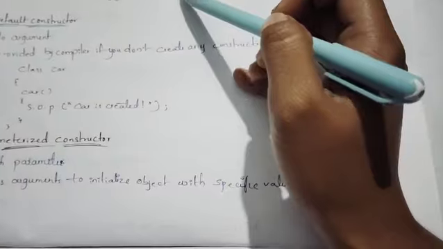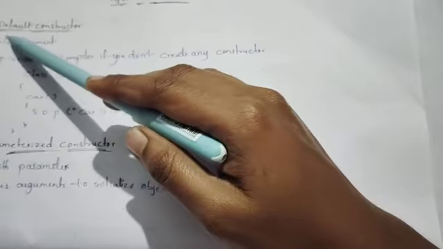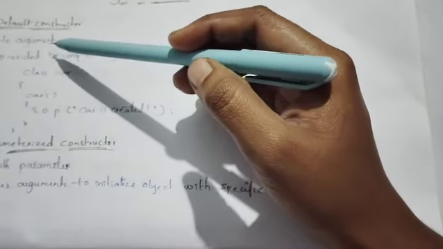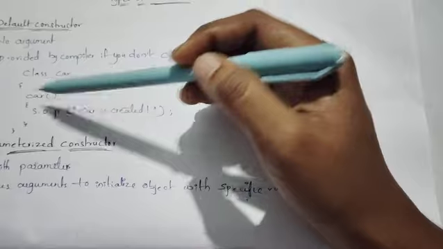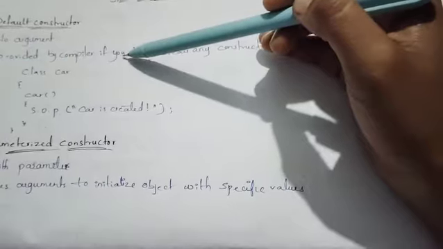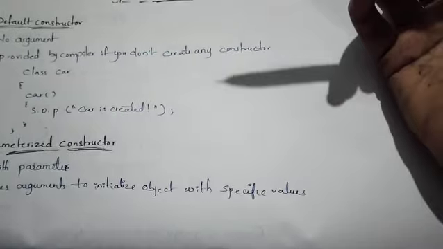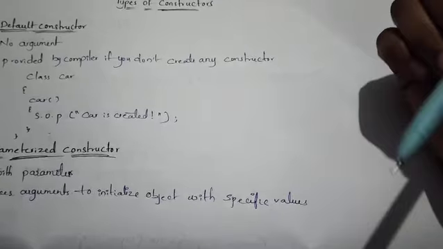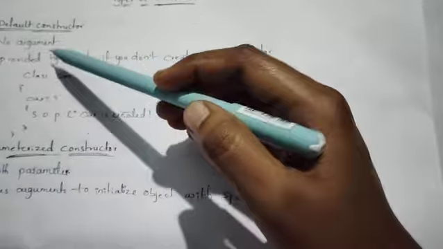Here are the types of constructor. A constructor with no arguments is called a default constructor, provided by the compiler if you don't create any constructor. When you don't create any constructor, then the compiler will automatically provide one with no arguments.